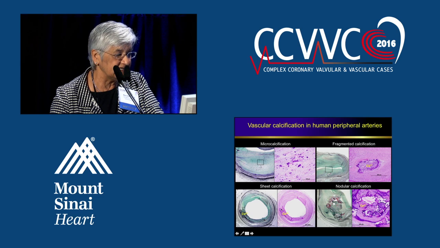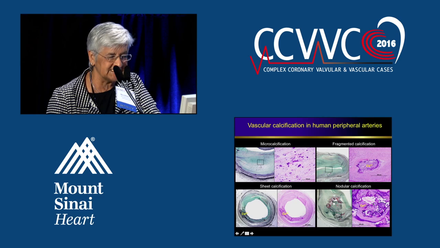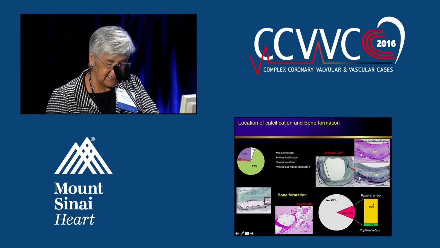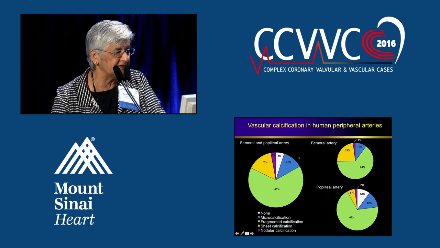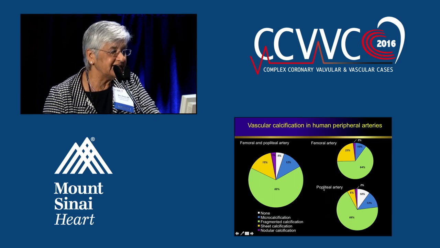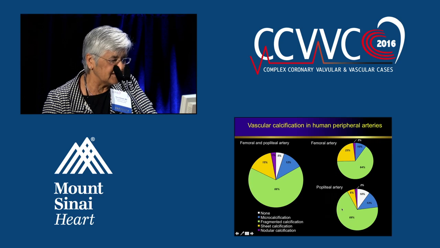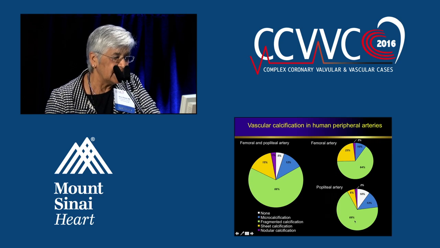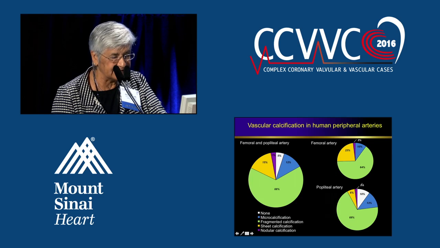Sheets of calcium, you can see the extent of calcium extends at least a quarter of the distance around the circumference. And you can see nodular calcification. This is broken up into multiple pieces. The calcium is broken up. So looking at the distribution of the calcium, here is the femoral-popliteal overall. But if you look at the femoral artery versus the popliteal artery, you can see sheets of calcium are much greater in the femoral as compared to the popliteal. And of course, fragmented calcium is much more in the popliteal as compared to the femoral. And then you can also see nodular calcium, 2%.